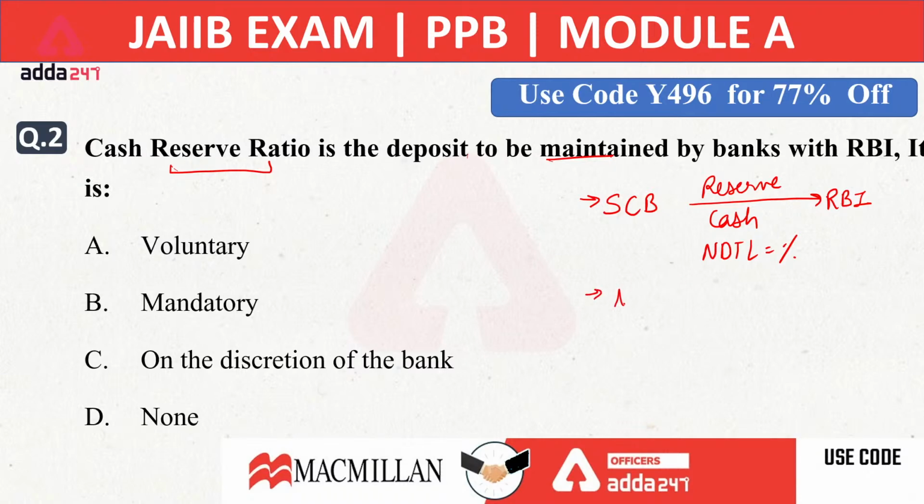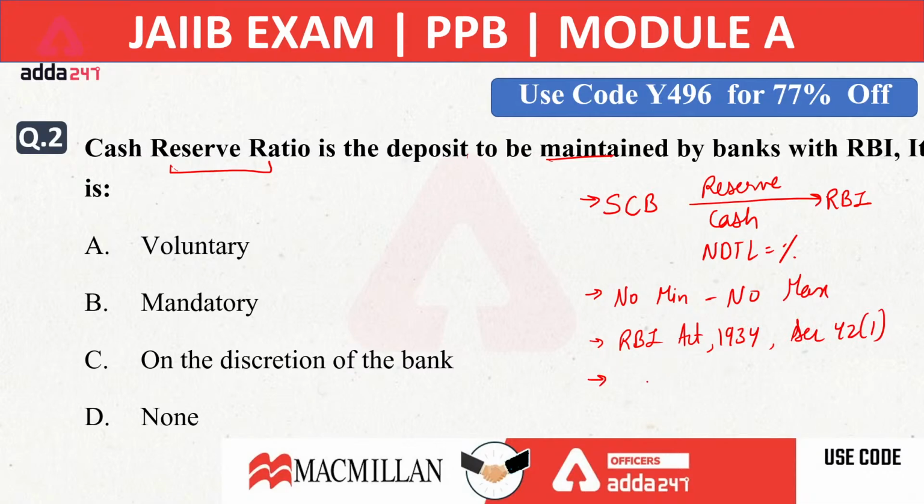Now there is no minimum and no maximum limit on CRR. It means it can be changed between 0 to 100%. There is no restriction. Now it is mentioned under the RBI Act 1934, section 42(1).